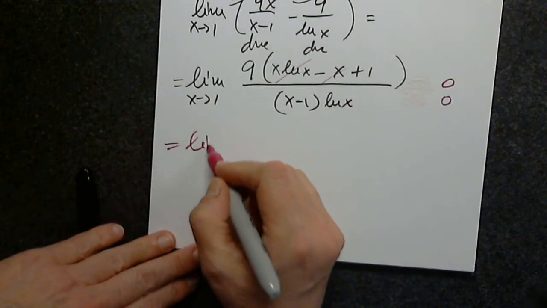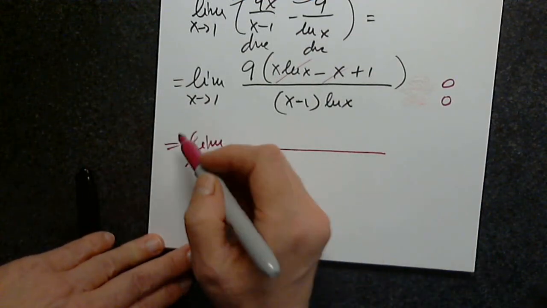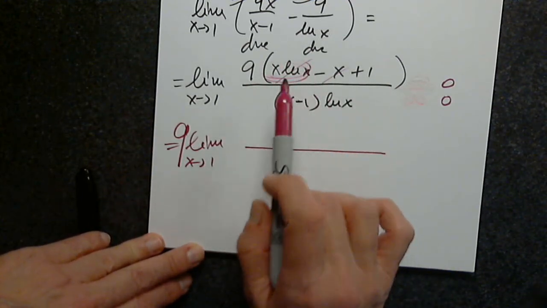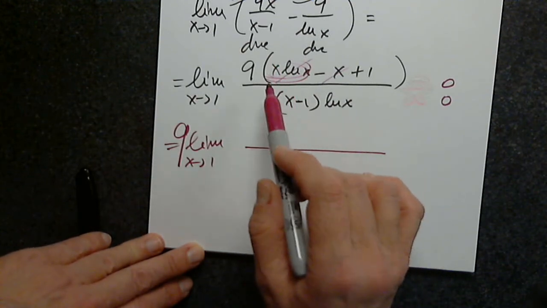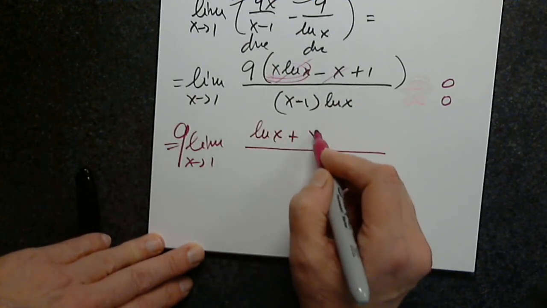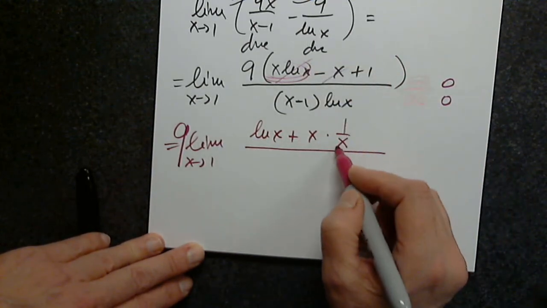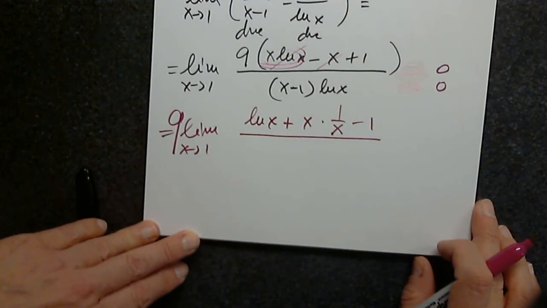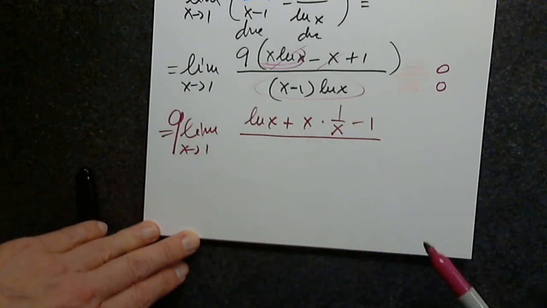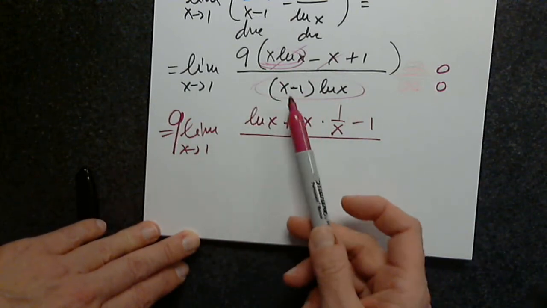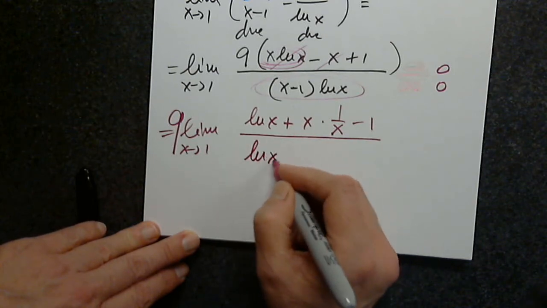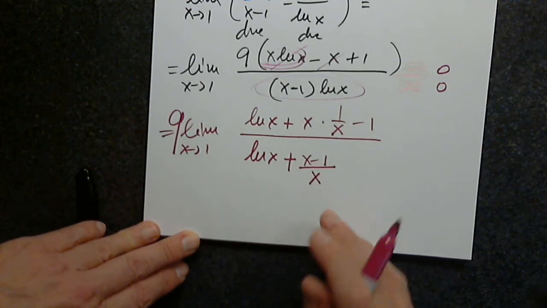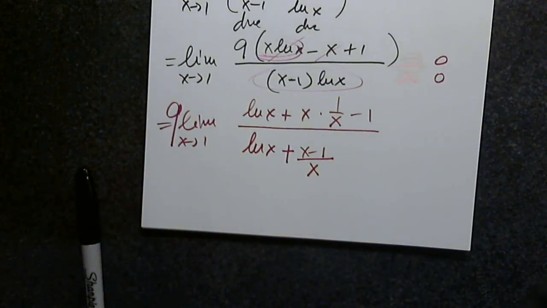So then, limit as x approaches 1. I'll keep the 9 outside. I differentiate the top, but this is a product, so you have to be very careful. x prime is 1 times natural log x plus x times natural log x prime, which is 1 over x, minus 1, and this is 0. Now, the denominator is also a product. Careful. The first function prime is 1 times natural log x plus the first function times natural log x prime. So x minus 1 over x.